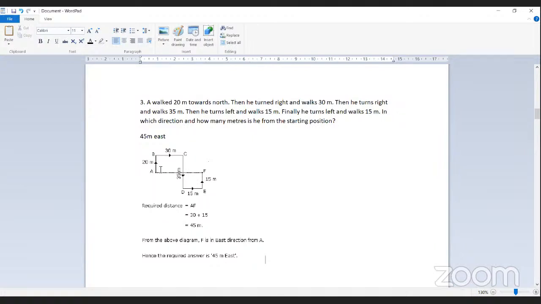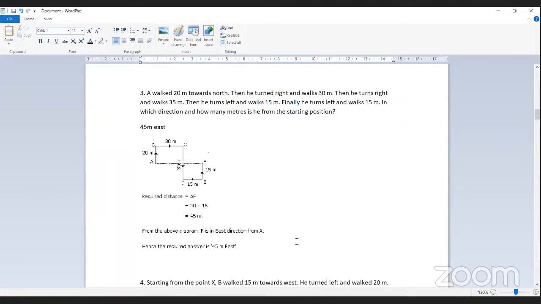Again, these questions are not very difficult, but due to silly mistakes like these, you may lose marks if you're in a hurry. So pay attention. F is exactly in a straight line with A. What is the question? In which direction and how many meters is he from the starting point? A to F, shortest distance would be 30 plus 15, so it would be 45. Then direction is east. I hope there's no doubt in this. Any doubt?